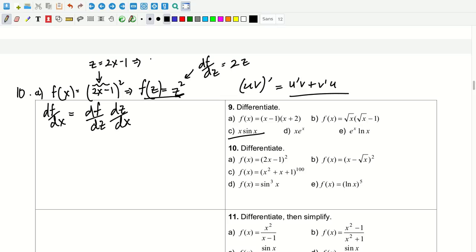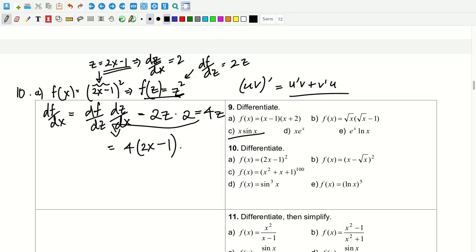dz/dx is even easier. dz/dx is just 2, right? So all it's saying to do is to put them together. So I get 2z times 2, and I get 4z. But what did I call z? I called z 2x minus 1, right? So the derivative will just be 4 times 2x minus 1. And so I finish it by expanding, and I get 8x minus 4, and I'm done.